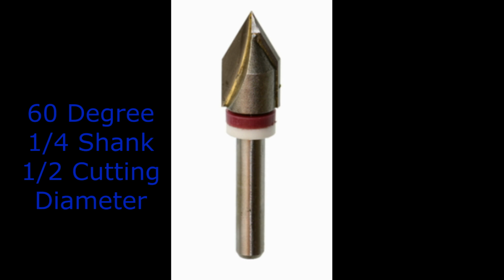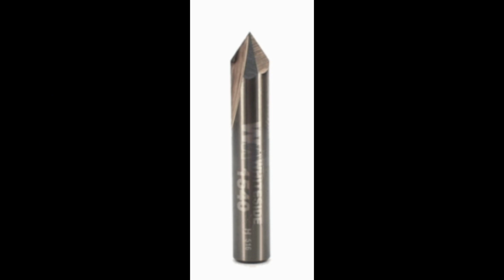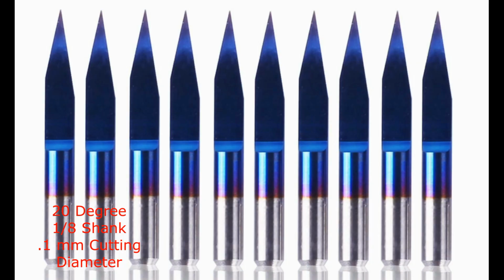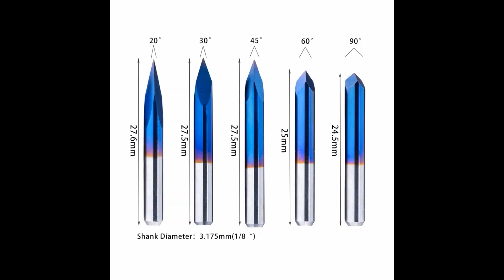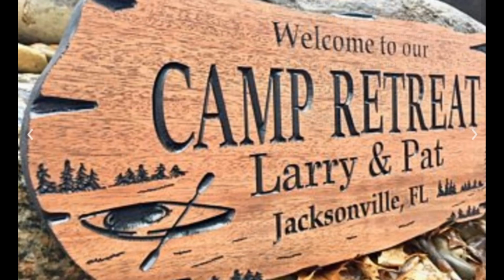Now the 60-degree bit is for deep, narrower cuts. It's more precise and a more detailed cut. It will need more passes compared to the 90-degree, but it's going to give you that detail that you're looking for in your project. And then the 20-degree bit is for extreme detailing, but what I would advise is to be very cautious of the speeds that you use, because it is a very fragile bit and it'll dull really quick.